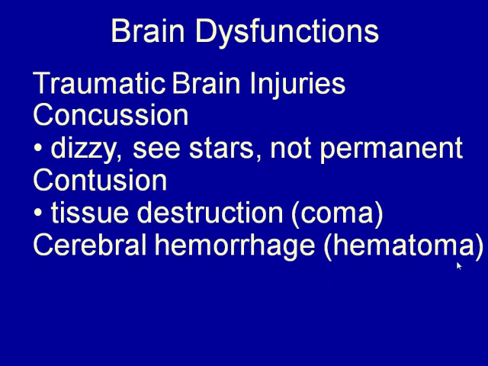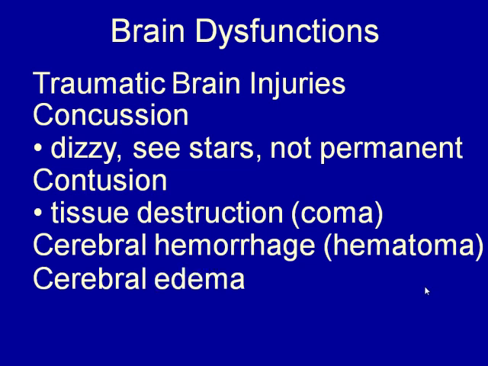Symptoms of cerebral hemorrhage will depend a lot on where the bleed occurs. For example, if it occurs in the motor cortex, you may lose function of an arm or a leg. If it occurs in a sensory cortex area, you may lose the ability to feel something.